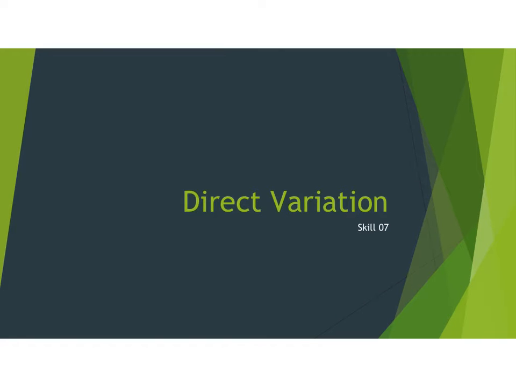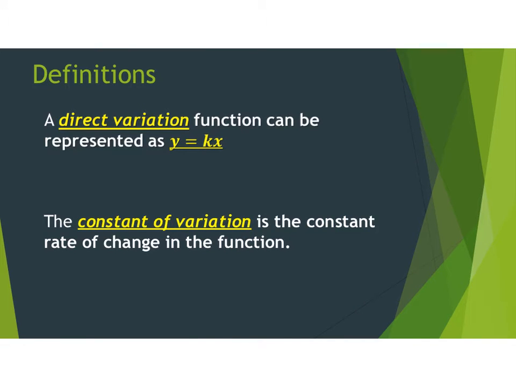Direct variation. First, we're going to go over some definitions. A direct variation function can be represented as y equals k times x, k being some constant number. The constant of variation is the constant rate of change in the function.